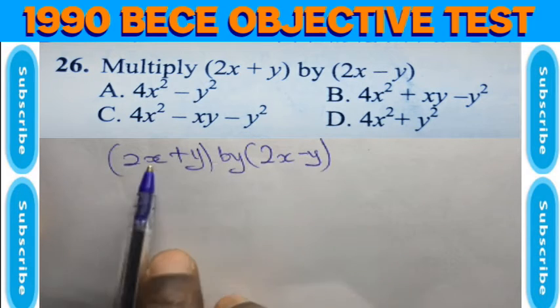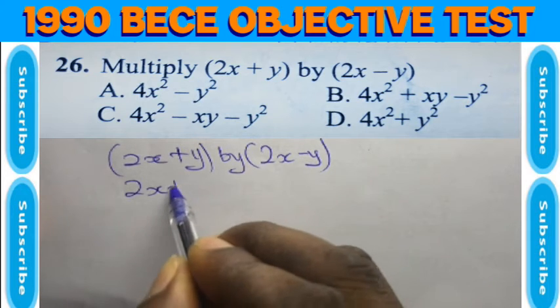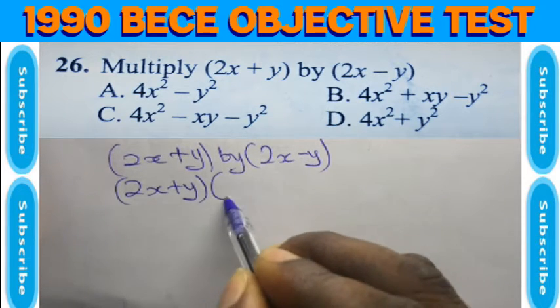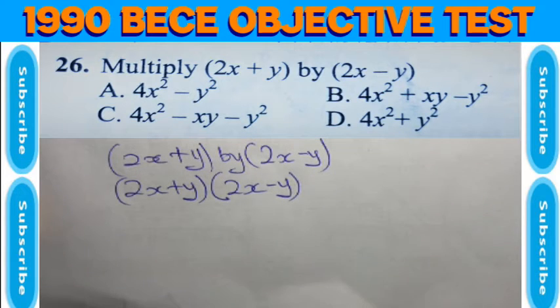All right, so this is the question, and this is what you have to note. This by this means this multiplied by this. So let's rewrite it. We have 2x plus y multiplied by 2x minus y. This is what we have. So this is multiplying this. And I've noted something over here. These two expressions give us what we call difference of two squares.